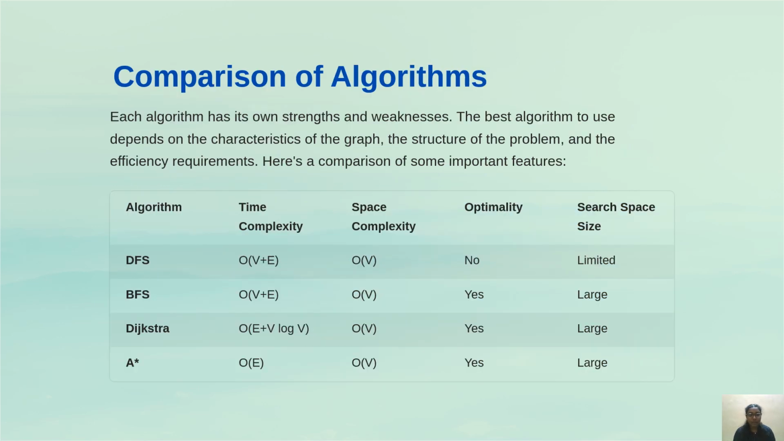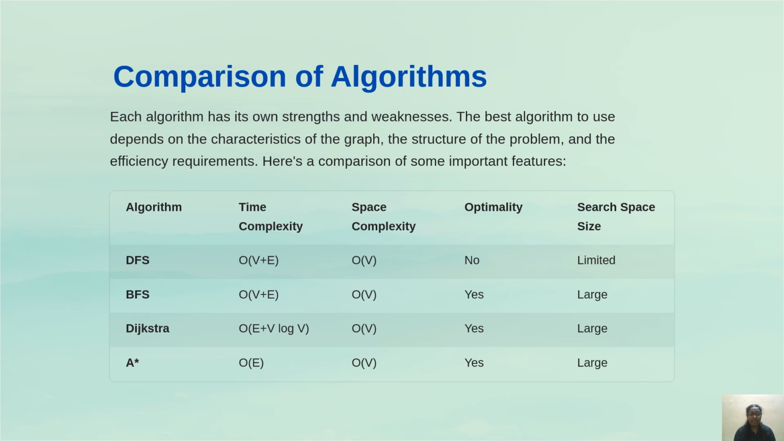In this slide, we are going to see the comparison of algorithms like DFS, BFS, Dijkstra's, and A-star algorithms. Each algorithm has its own strengths and weaknesses. The best algorithm to use depends on the characteristics of the graph, the structure of the problem, and the efficiency requirements. Here is a comparison of some important features like time complexity, space complexity, optimality, and search space size.